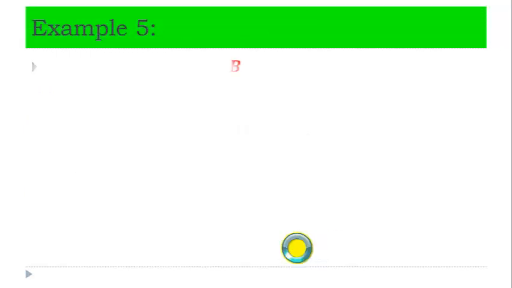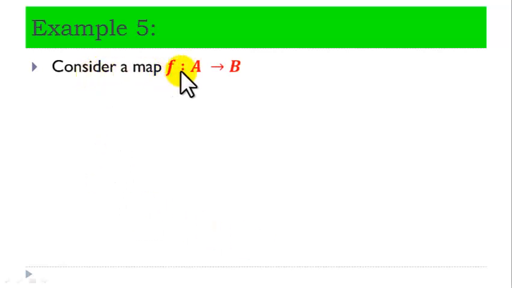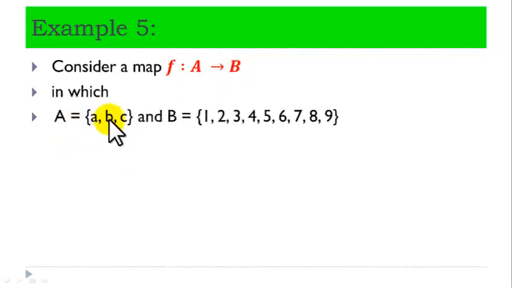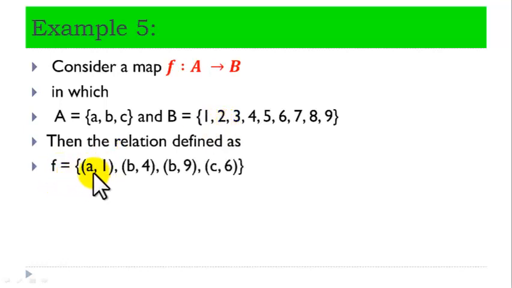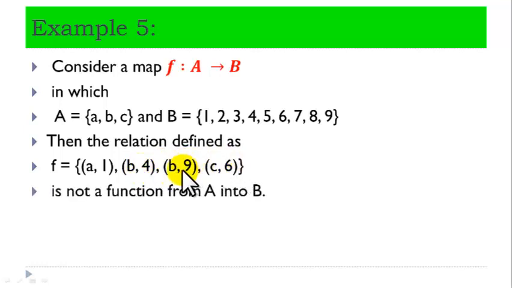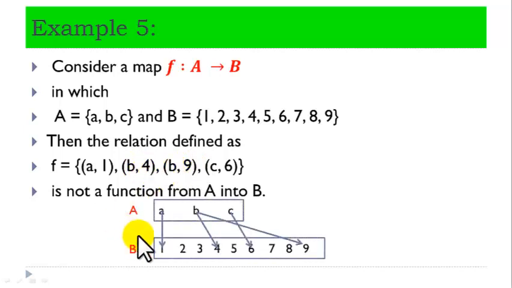Example 5. Again, let us consider a map f from A to B, in which A is a set of elements a, b, c, and B is a set of elements 1, 2 to 9. Then the relation defined as follows: f equal to the set of pairs (a,1), (b,4), (b,9), (c,6). This relation again is not a function, because as we can see, these two pairs have the same first element, b. Let us view this in a diagram. A is mapped to 1, but b is mapped to 2 elements, 4 and 9. Hence, f is not a function from A into B.